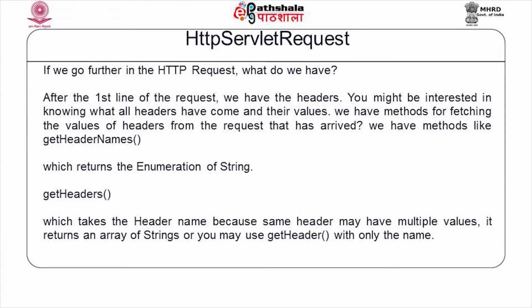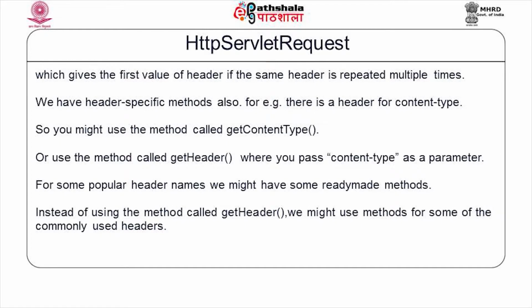We can use the method called getHeaders, which takes a header name, because the same header may have multiple values. So, it would return an array of string. Or you may simply use the method called getHeader with only the name, but in this case it would give you the first value of the header, fine, if the same header is repeated multiple times. So, we can get to know about any header.